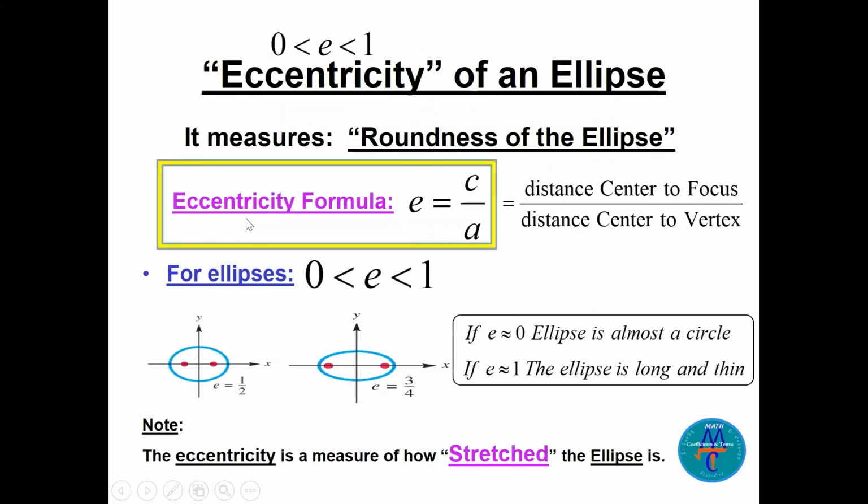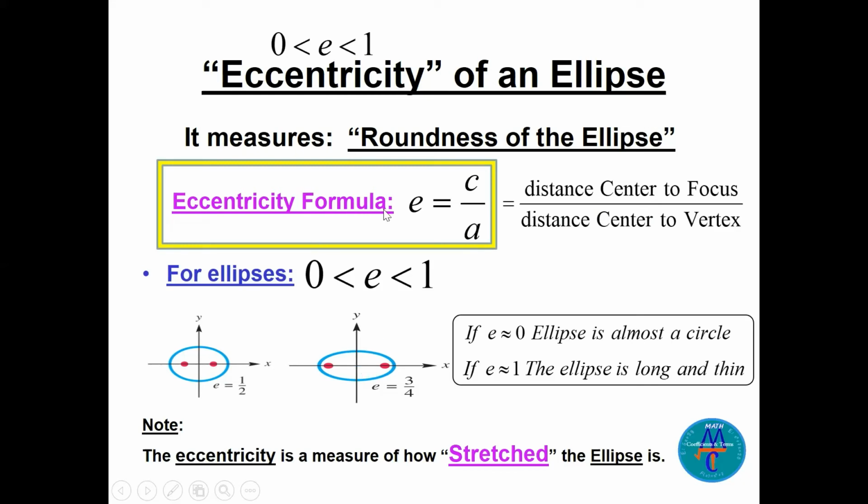Now let's move to the nice idea, a property about the ellipse. We call it eccentricity. Eccentricity is a number between 0 and 1. It measures the roundness of the ellipse. So if the eccentricity is 0, the ellipse is almost a circle. If eccentricity is close to 1, the ellipse is long and thin. But it will always be between 0 and 1.